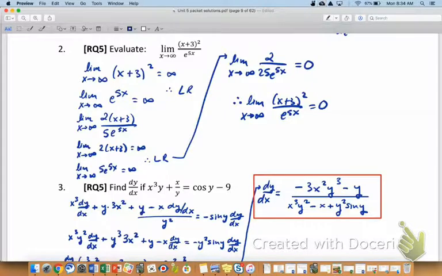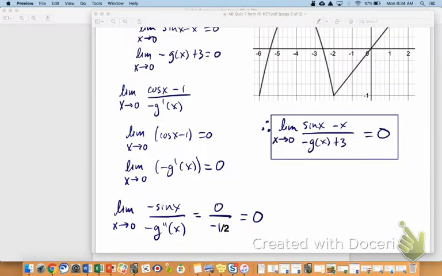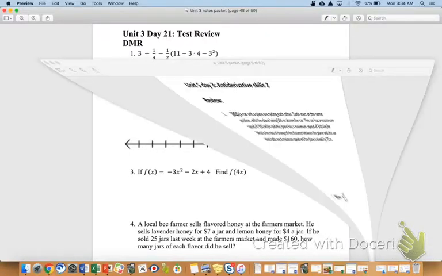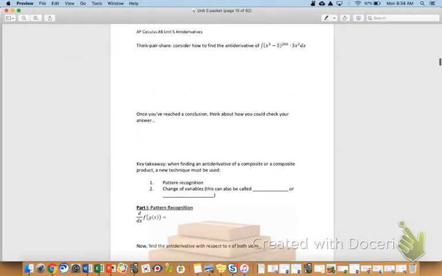Okay. So let's do this. We're going to do a little work here in Unit 5. So if y'all would flip over to that. There we go.